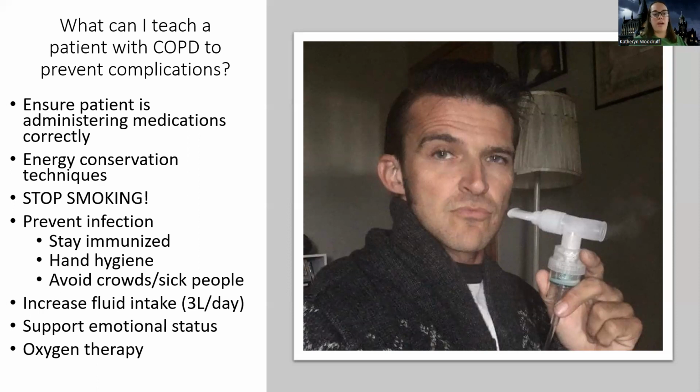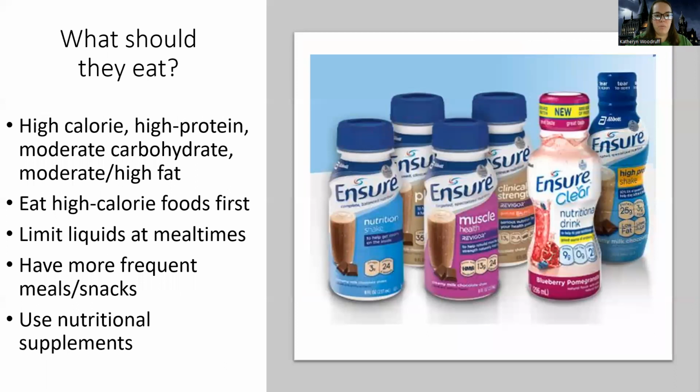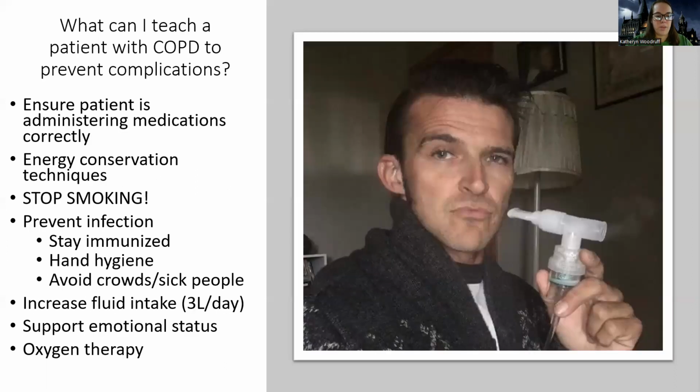This is a patient that's going to be high risk for infection because of that damage to the alveoli. These patients commonly come in and end up with some very serious infections. So immunization, hand hygiene, and avoiding crowds and sick people are key for them. I talked about increasing fluid intake to thin out the secretions, just like the patient with asthma. We know we want to thin things out. Emotional status matters too, since this is a chronic condition, they're fatigued, and they're not able to do the things they used to do. And then we need to teach them about oxygen therapy.